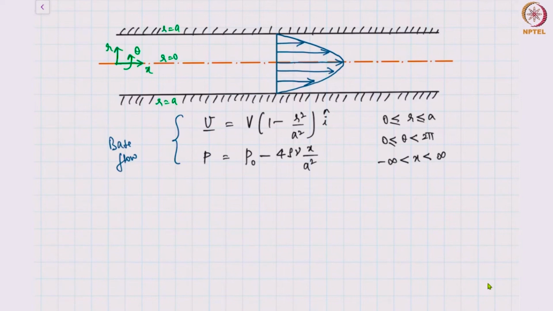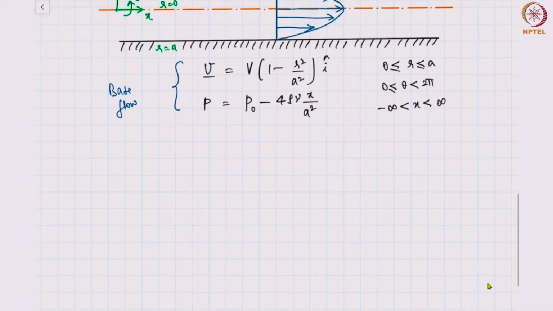So what we want to do is ask, is this flow stable or unstable? How do we go about asking that question? We already have a velocity field and the pressure field which satisfies the Navier-Stokes equations. Now what we will do is introduce a perturbation.